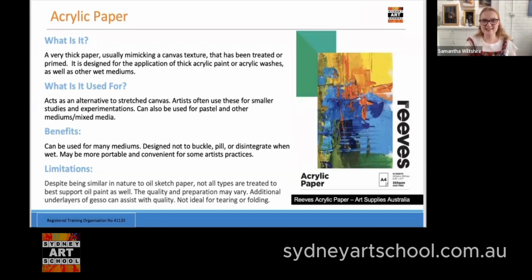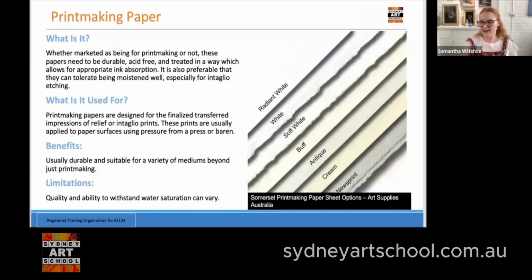And the limitations are that despite being similar in nature to oil sketch paper, not all types are treated to best support oil paint as well as just acrylic. The quality and preparation of this paper before it reaches you may vary. So just like with the oil sketch paper, if you're finding that that surface seems to be not well primed, adding that additional underlayer of gesso again will assist you with quality, and it's also not ideal for tearing or folding.